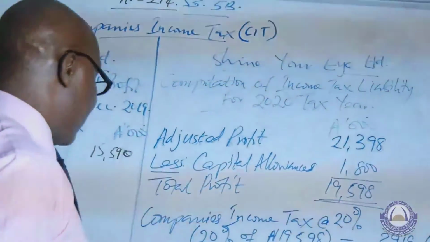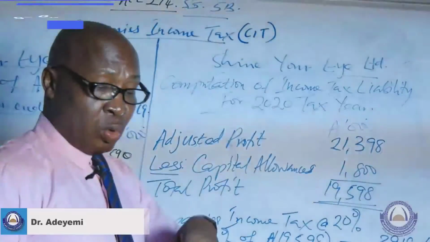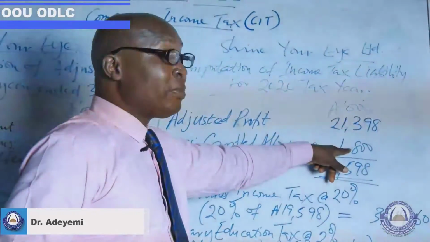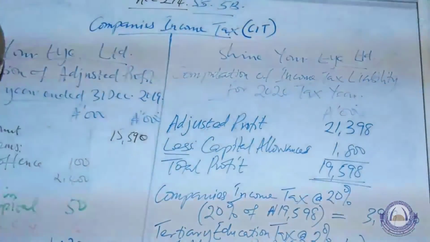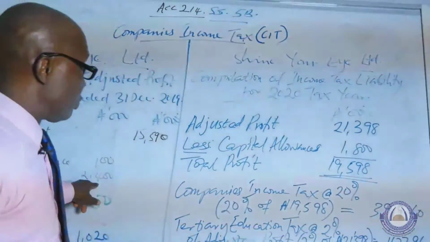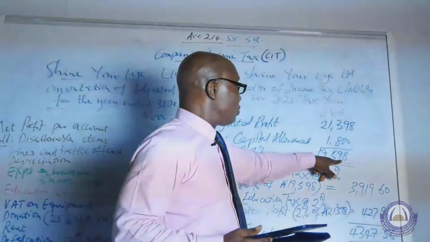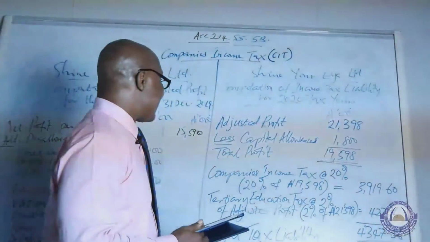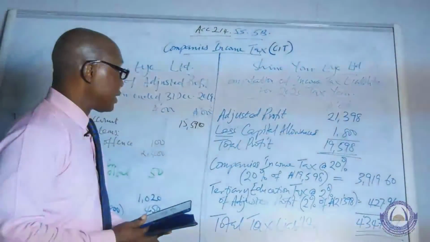21,398,000 as calculated here. So less capital allowances. We have been told that the capital allowance as agreed is 1.8 million. So 1.8 million naira capital allowances is given in the place of depreciation of 2.4 million. And that gives us total profit of 19,598,000. And that total profit is the assessable profit that is available for assessment for that year.